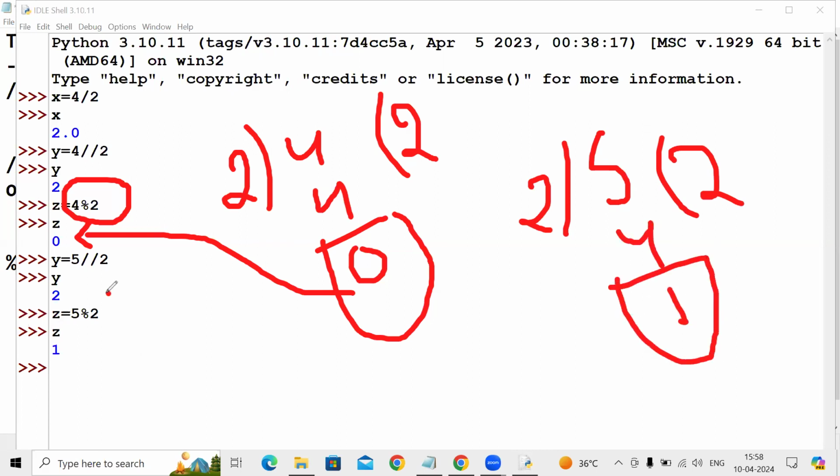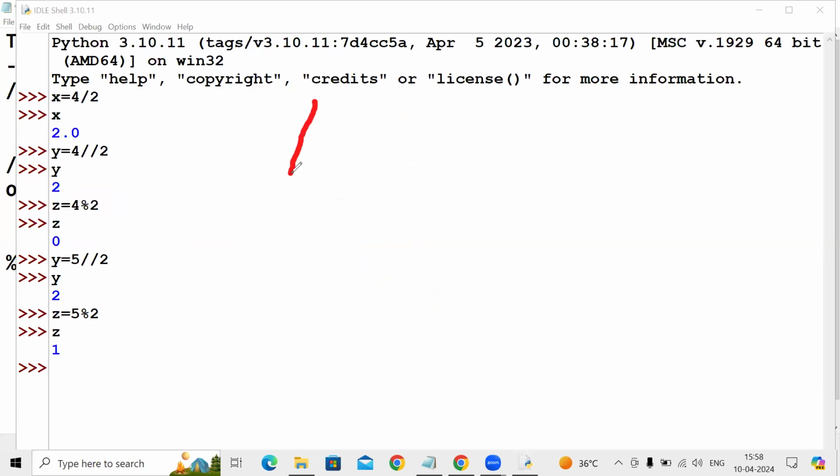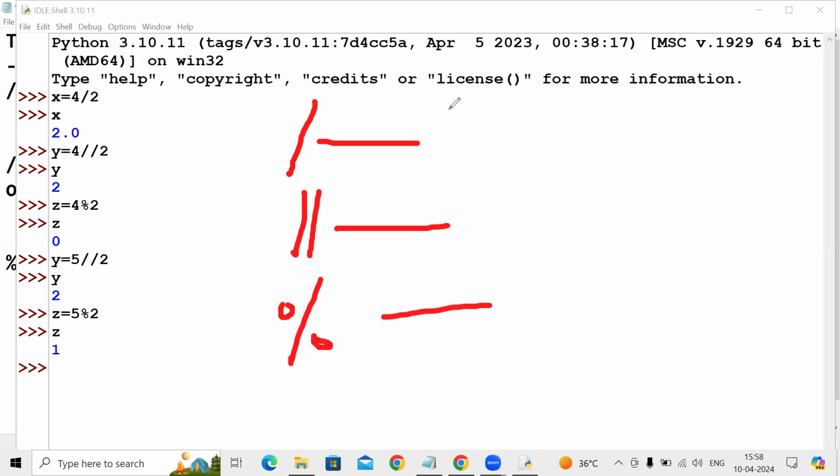Modular division always takes the result from the remainder. I hope you understand what float division is, what floor division, truncating division or integer division is, and what modular division is. I hope you understand the difference among the three division operators, guys.